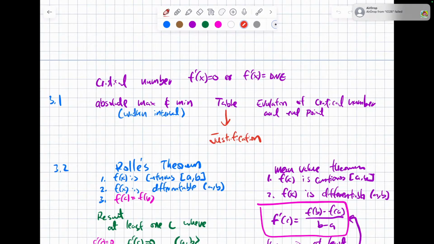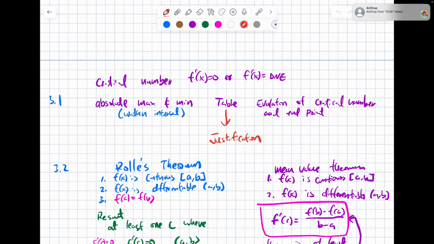Now, I know this was probably two weeks ago, but you have to be able to find absolute maximum and absolute minimum on intervals. When you're able to do that, the table is your best justification. So you must have your table. Evaluate the critical numbers and the endpoints. You do a table, plug in your endpoints, find a y value, find a critical number, plug in, find a y value, and compare them to find where the absolute max and minimum are.